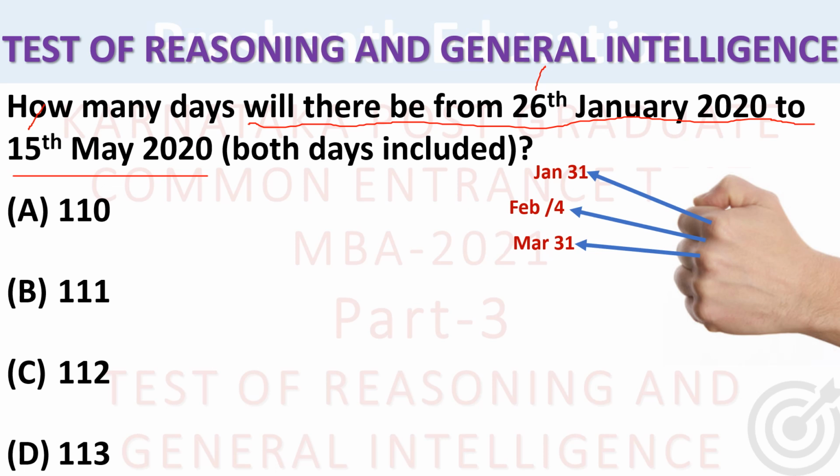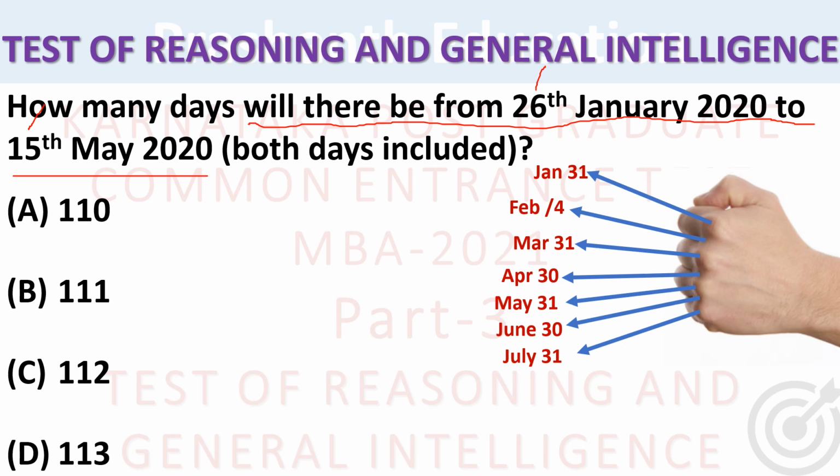March, since it is on the top, will be 31 days. Then April will be 30 days. May will be 31 days. June will be 30 days. July will be 31 days. Similarly, we can do August, September, October, November, December. We can calculate whether it is 31 or 30. So this is the way we need to calculate.